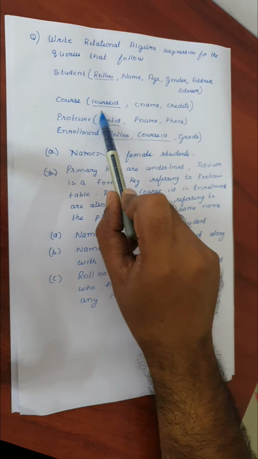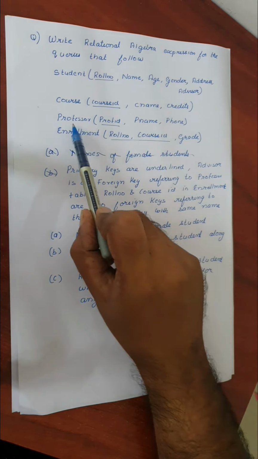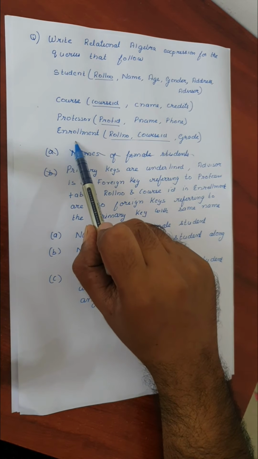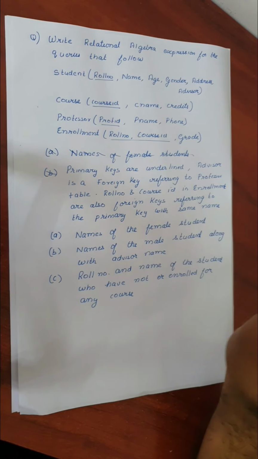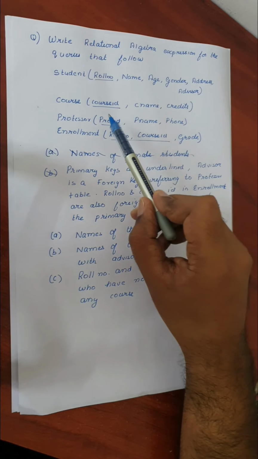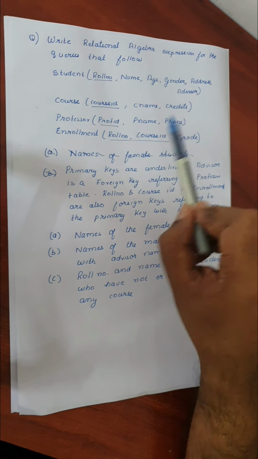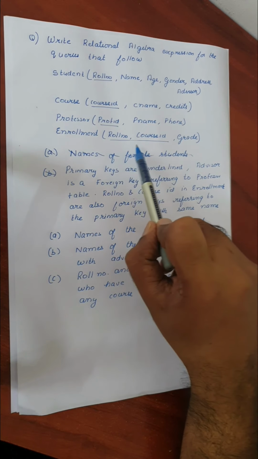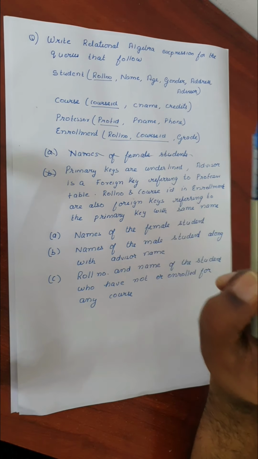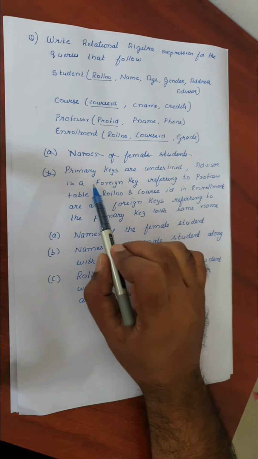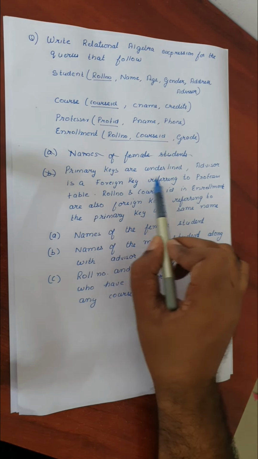Next course: course ID, course name, credit. Next professor: professor ID, professor name, phone. Then enrollment: roll number, course ID, grade. So here roll number is a primary key, here course ID is a primary key, here professor ID is a primary key, and here roll number as well as course ID is the primary key. The question is also given like this, the primary keys are underlined.